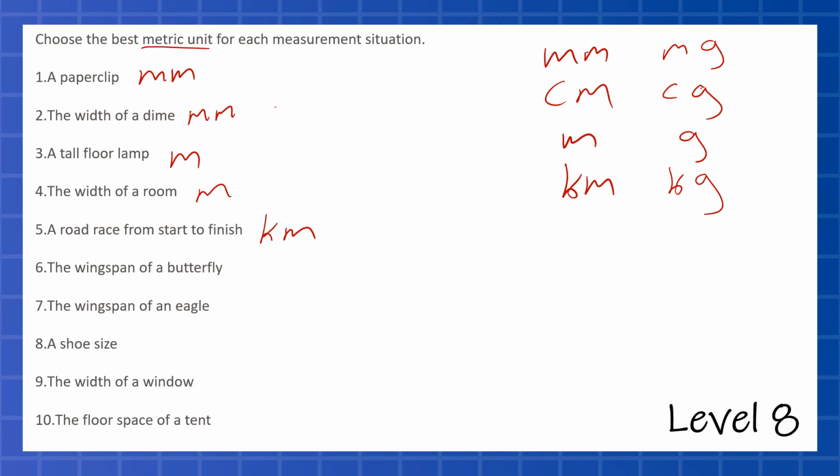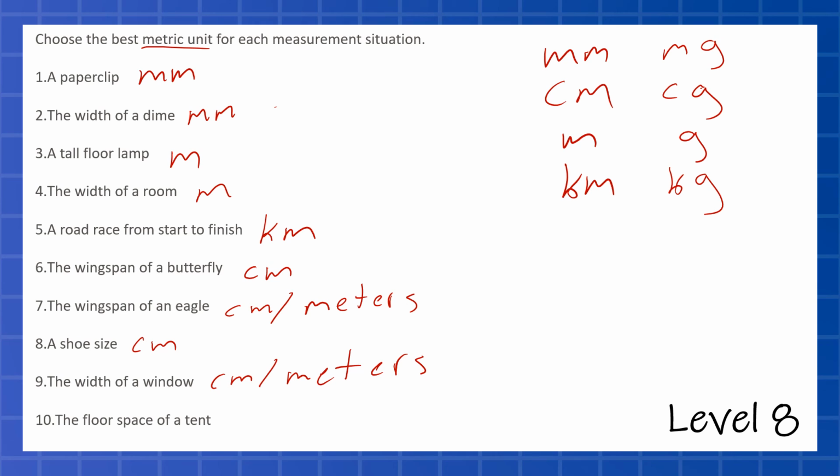The wingspan of a butterfly is probably in centimeters, probably fair enough. But you might even say an eagle is in centimeters or in meters. I think eagles can get pretty big, so I'm going to say maybe in some meters. Shoe size, a meter would be too big. Everybody has shoes that are less than a meter big, so we're going to say a little bit smaller, centimeters. The width of a window, again, a meter is probably too big to measure most windows, but there are some windows that it's not too big, so depending on the situation.